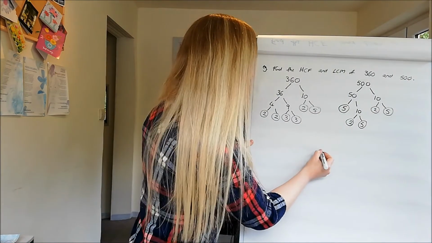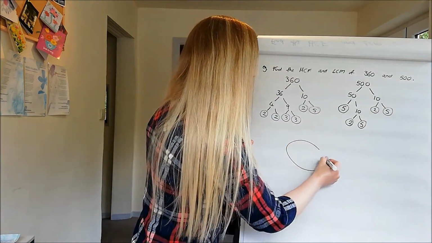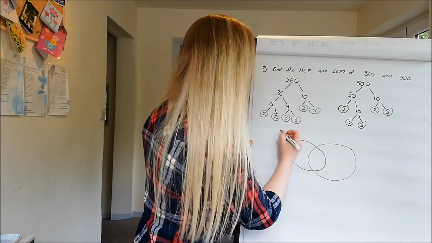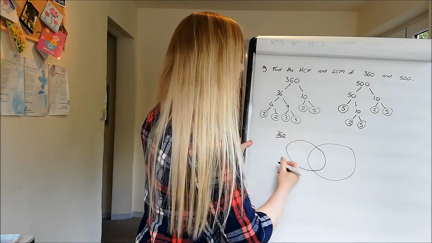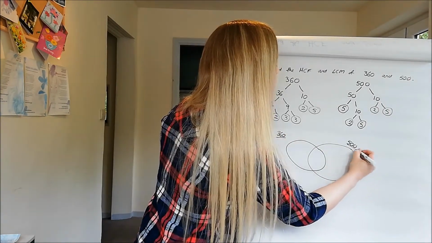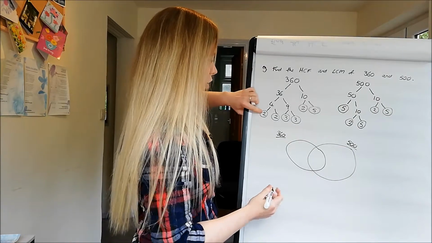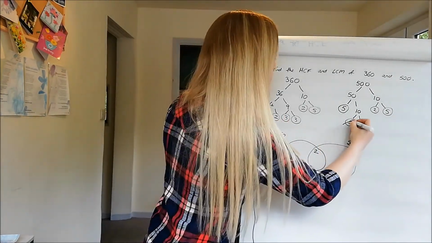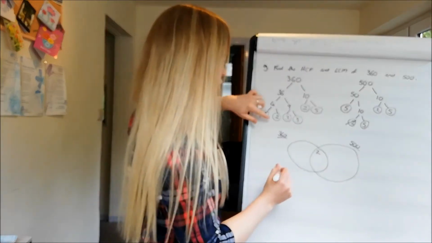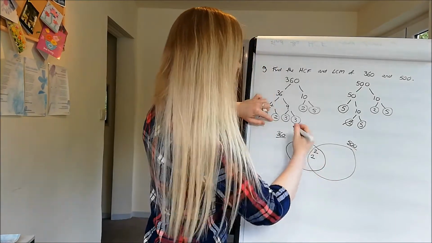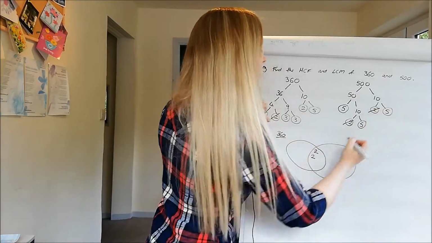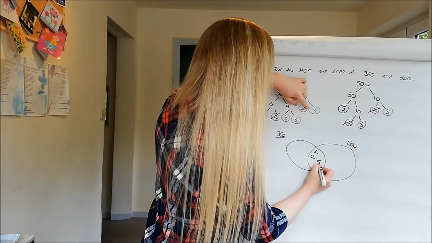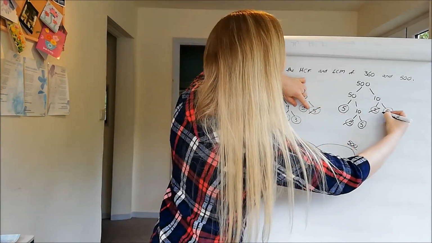Right, so then I'm going to put that into a Venn diagram. I'll have this side represent 360 and that side represent 500. They've each got a 2, so I'll put a 2 in the middle and I'll cross the 2 off each diagram. They've each got another 2, so I can put another 2 in the middle and cross a 2 off each diagram. They've each got a 5, so I can put a 5 in the middle and cross a 5 off each diagram.